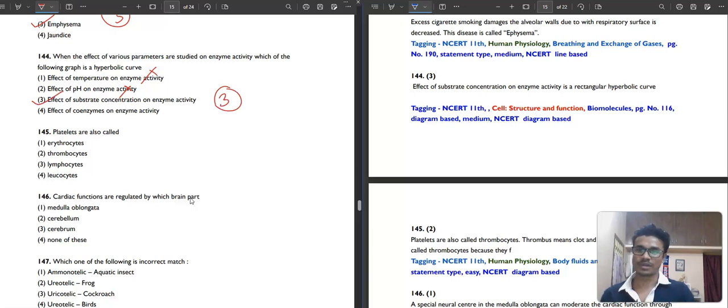Effect of coenzyme and enzyme activity is not on your level. Then platelets are also called erythrocyte, thrombocyte, lymphocyte or leukocyte. These are called thrombocytes or cell fragments. So the second option is your correct answer.